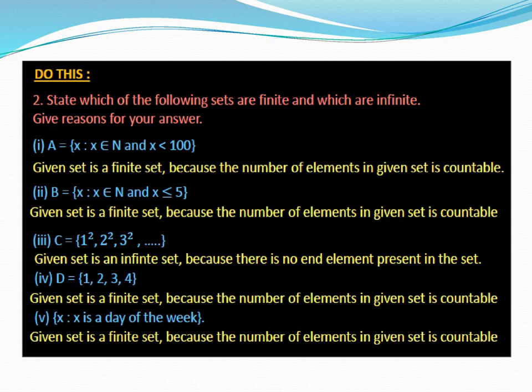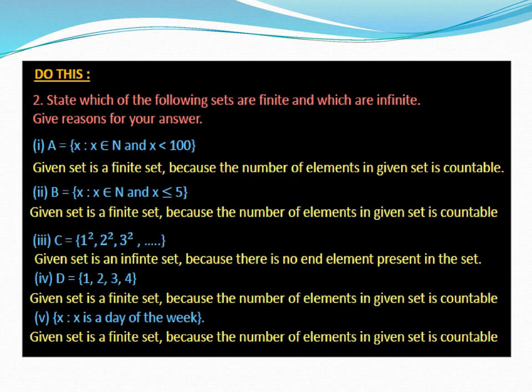Now second one, B equals x is an element of B such that x belongs to N and x is less than or equal to 5. It is also countable. We can write x is an element of natural numbers and x is less than or equal to 5. Which elements satisfy this condition? 1, 2, 3, 4, 5. So the given set is a finite set because the number of elements in the given set is countable.